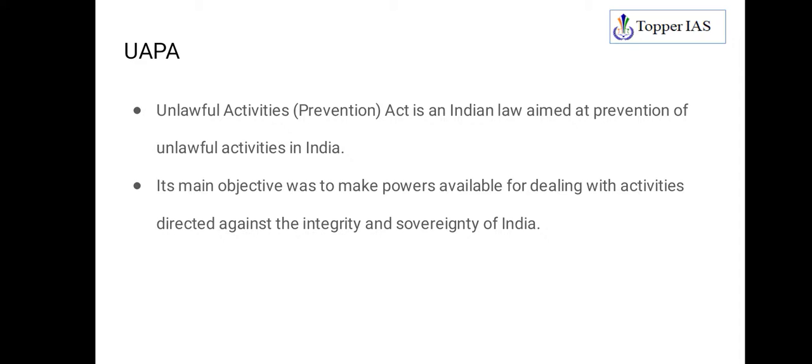The question comes: what are considered unlawful activities? Those kinds of activities which are threatening the integrity and sovereignty of India. Unity, integrity and sovereignty of India are important. Acts like Naxalism, extremism, militancy and terrorism threaten the integrity and sovereignty of India. To handle such issues, this act has been brought out by the government. Remember these examples: extremism, Naxalism, terrorism and so on.